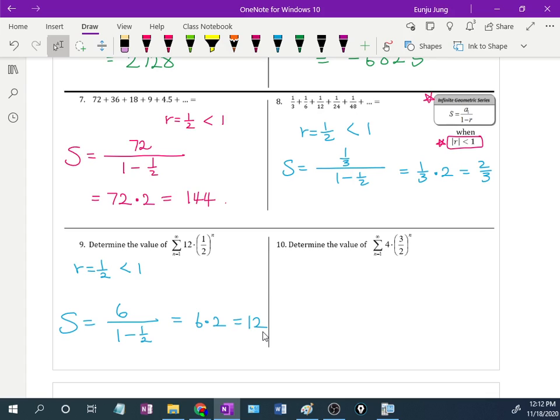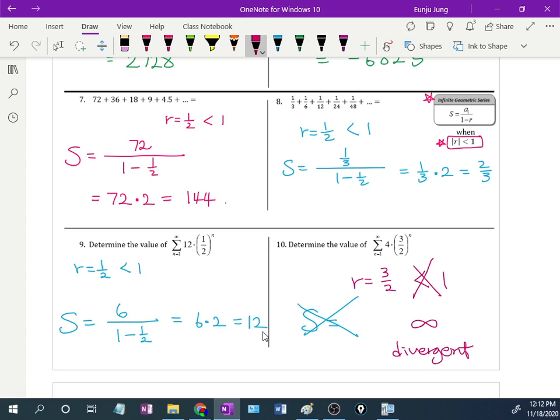Question number 10, can I use the formula? I cannot, because what's the common ratio here? 3 over 2. Is that less than 1? It is not less than 1, right? So I cannot use the formula. So this one goes to infinity. It means this is divergent. So this is a divergent series. And we will discuss series converging and diverging a lot in Calculus BC.